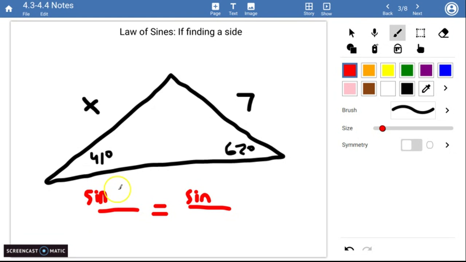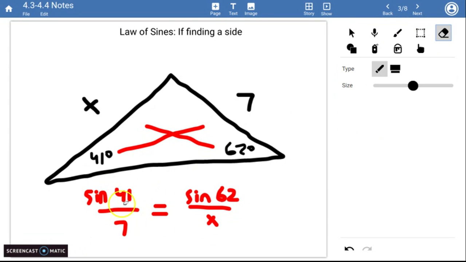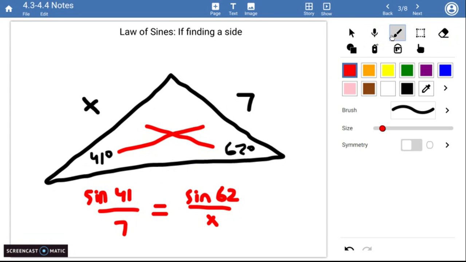So you're taking the sine of the angle measures, which would be 41 and 62 in this case. And below you would put the opposite side lengths. Opposite to 41 is this 7. Opposite to the 62 is this x. Now you cross multiply. Now what I write in blue is the next step.